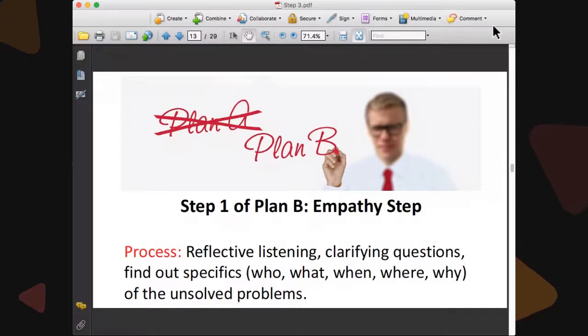And then when you're trying to really tap into that unsolved problem, as many specifics as you can get from your child, that's going to be really helpful. So you want to try and get those details of like, when did this happen? Was it on the playground? Was it after school? Who was with you? Did you have a friend? Was it this one student that's bugging you a lot?